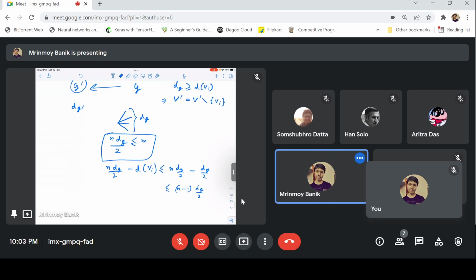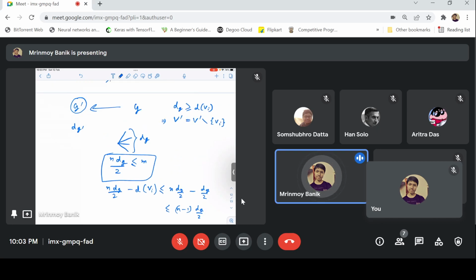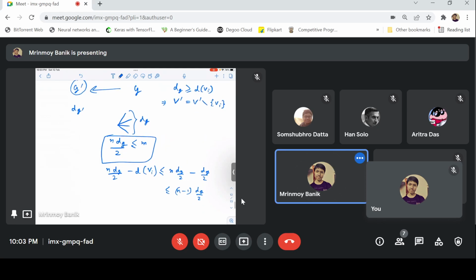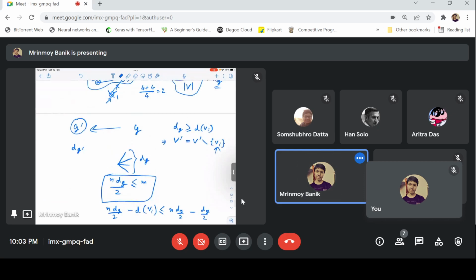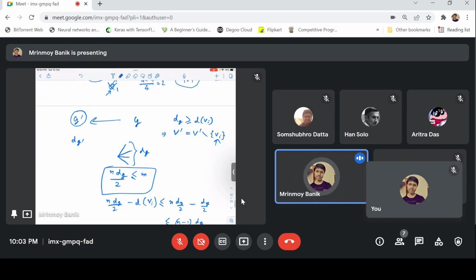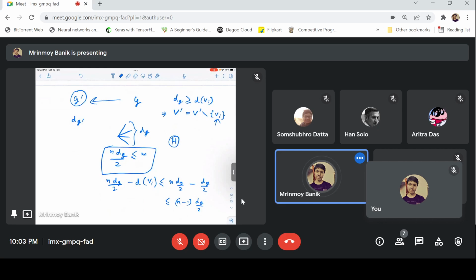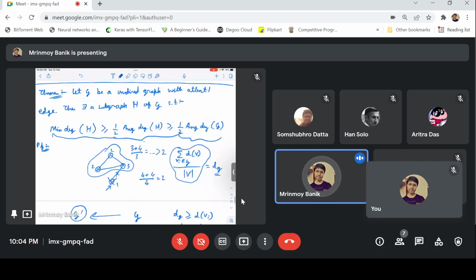Okay, so what does our algorithm do? We keep on removing vertices vi till all the vertices with degree less than dg, the average degree of all vertices in G, are removed. Right. So in this graph H, the final resulting graph, all degrees are greater than or equal to dg. So the minimum degree of H is greater than or equal to dg. So that actually proves this one also.